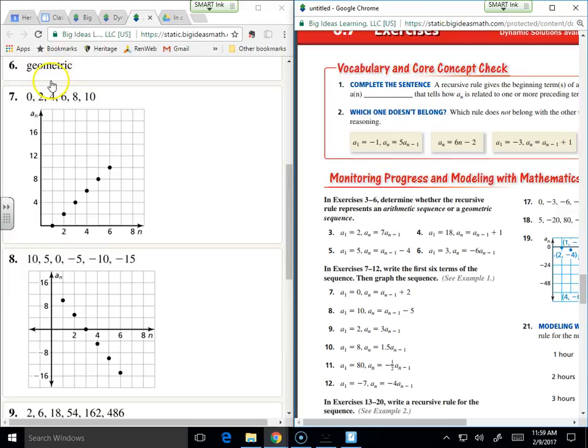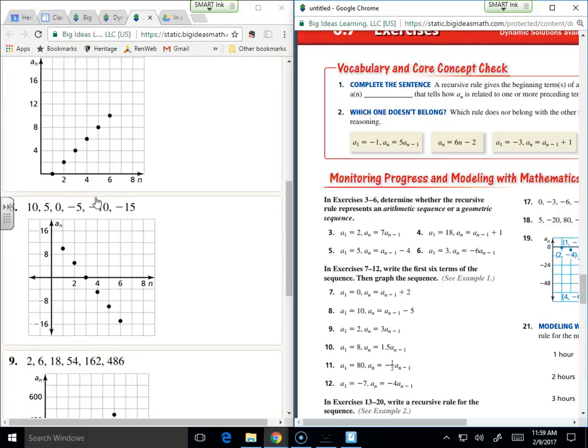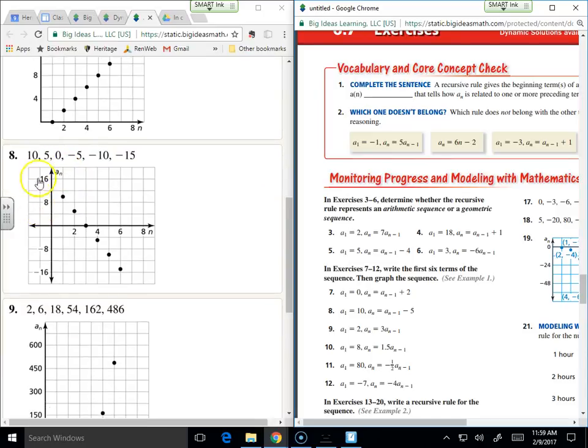For number 7, if you want to find the next few terms, you would start at 0. Then the pattern was plus 2, plus 2, plus 2, plus 2, plus 2. So it starts at 0, goes up 2, up 2, up 2 in the graph. Yes, I got it right. Number 8 starts at 10 and goes down 5, down 5, down 5, down 5, down 5. And you can see the graph.